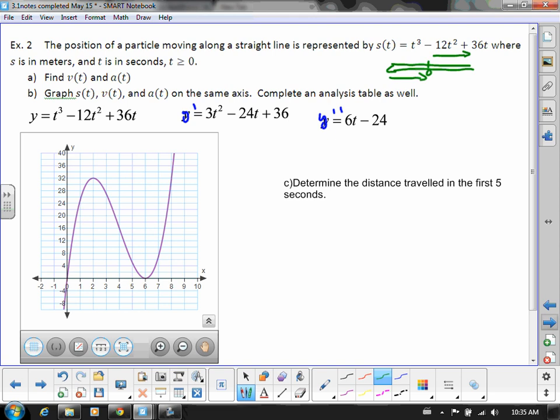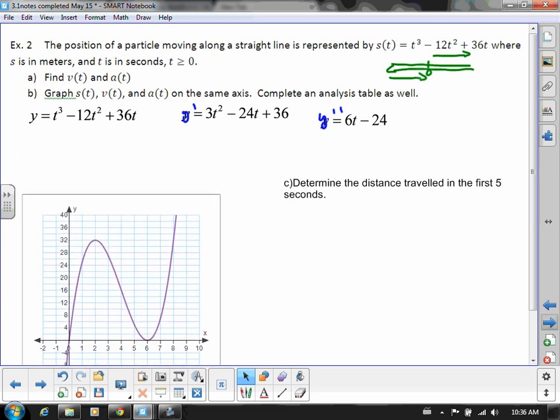So here it's telling us that t is greater than or equal to 0. In the first question, it's asking you to figure out the velocity function and the acceleration function. So that's what I have right here. I have the velocity function is my first derivative, the acceleration function is the second derivative. Then it's asking you to graph the position function, the velocity function, and the acceleration function.